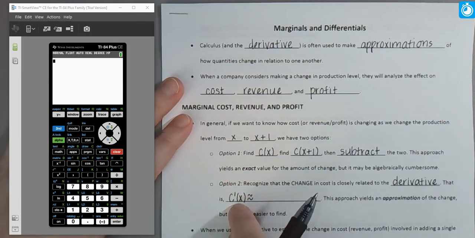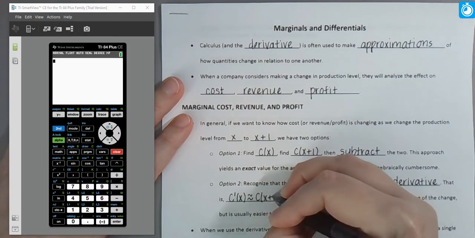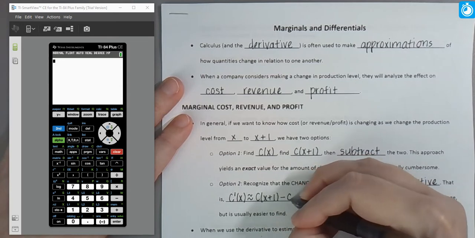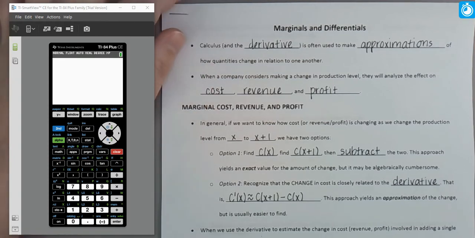But the derivative, just that one expression, is approximately the same thing as if we were to take our new proposed cost and subtract the cost at the current production level. Again, this yields an approximation of the change, but it's usually easier to find, and it's typically so close to the actual value that it's usable. It's not going to make a difference whether we go exact or approximate. The approximation is going to be fine, and it's faster because we only have to do one evaluation.